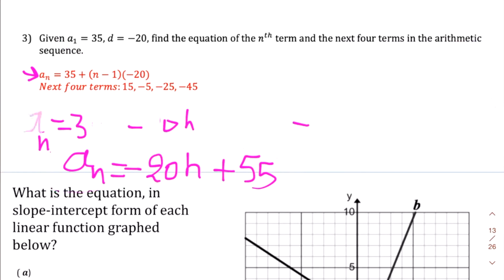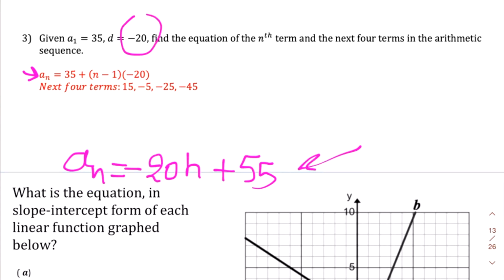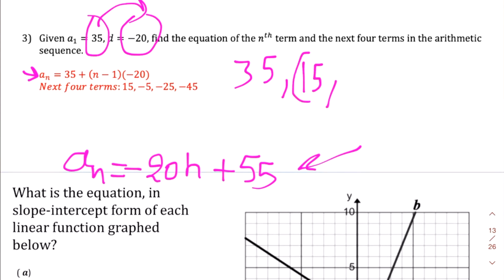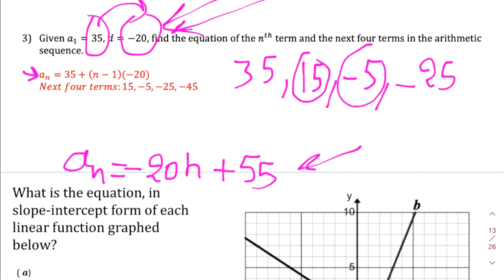Now the next part is find the next 4 terms. The next 4 terms, you can use this, or you can use just the difference. So the first one is 35. The next one is 35 plus negative 20, okay, which is 35 minus 20, which is 15. The next one is 15 plus the difference, negative 20, which is negative 5. The next one is negative 5 plus the common difference. So it gives you negative 25, and so on. Every time you add this common difference, and you get all your terms.